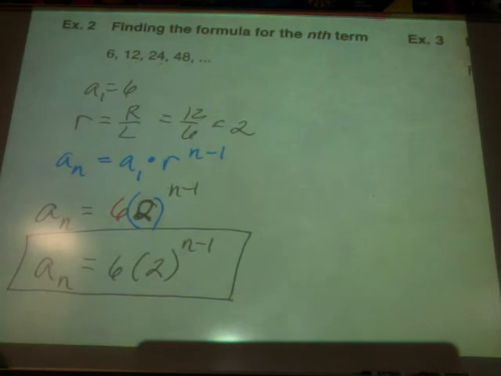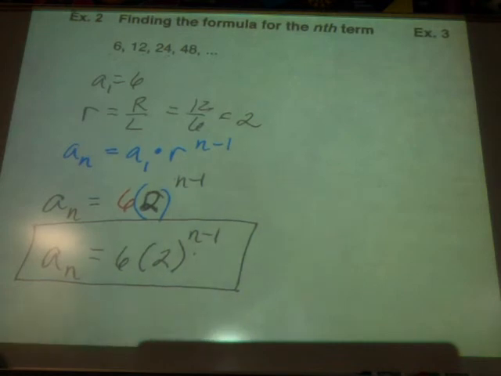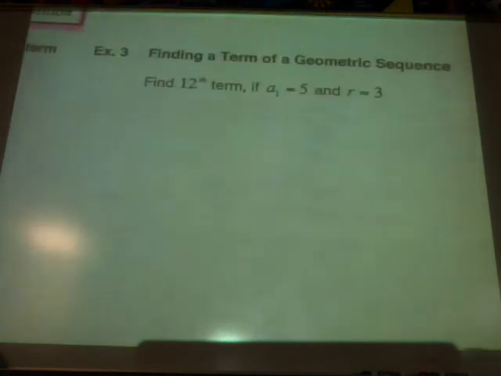So then if I wanted to find the 50th term, what would I do? 50 minus 1 is 49, so I'd have to actually raise 2 to the 49th first, and then multiply it by 6. And hopefully I'd have a calculator, right? That would be really mean if I made you do that by hand. So this one is asking just that, only it's asking for the 12th term. And you will want your handy-dandy calculator.